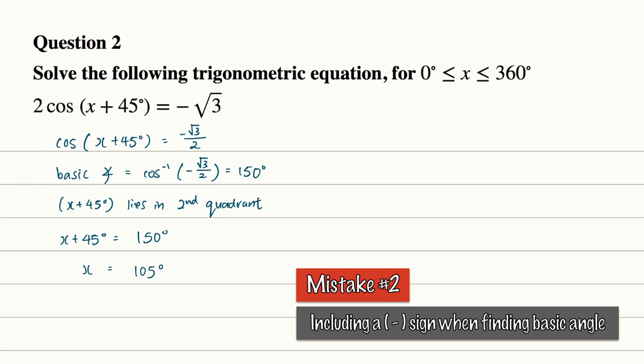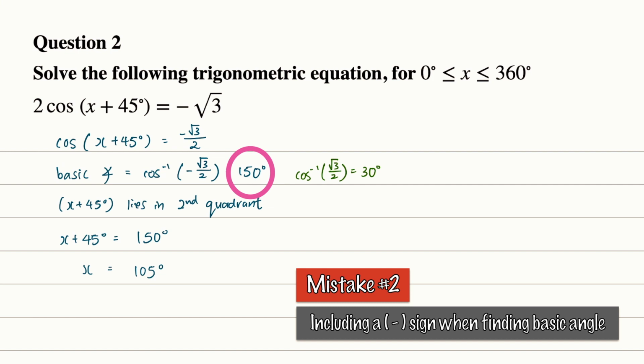In this case, it is cosine inverse positive square root 3 over 2 and not negative square root 3 over 2. Remember to always disregard the minus sign when we find the basic angle. If we were to do this correctly, the basic angle will then be 30 degrees instead. A general rule is that if your basic angle is an obtuse value, something is wrong somewhere.